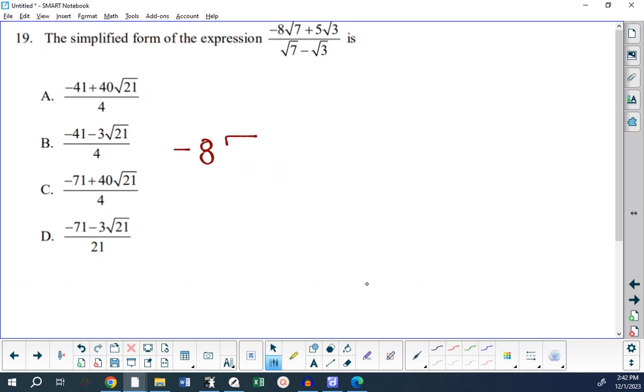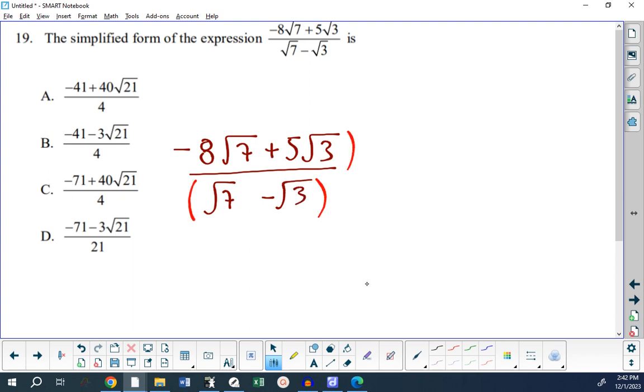I've got -8 root 7 plus 5 root 3 over root 7 minus root 3. The rule here is that whenever you have a binomial that contains radicals, to rationalize, you're going to multiply the numerator and denominator by the conjugate of that binomial denominator.